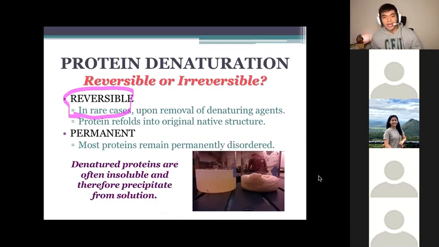Overall, naintindihan ang protein denaturation? How about the others? Are you well? Okay pa kayo?